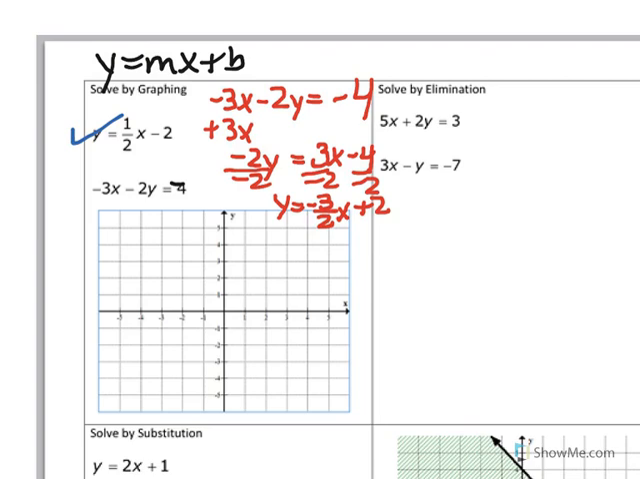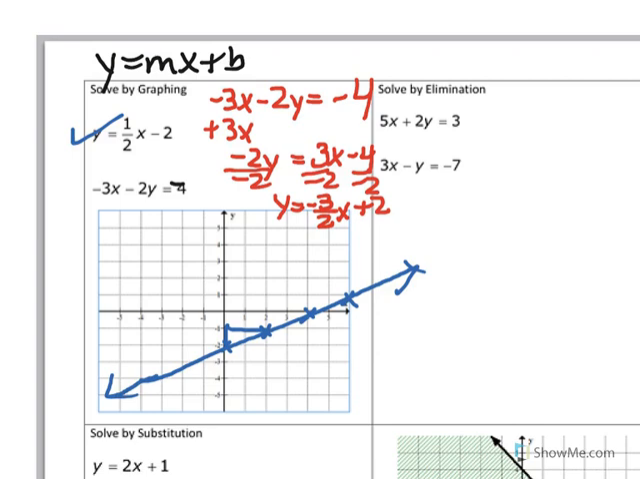Now to graph this, let's start with the first line. I'll do it in blue. Let's get the y. Use our slope of 1/2 to get another point. So 1/2. And then graph your line. And there's your first line graph.